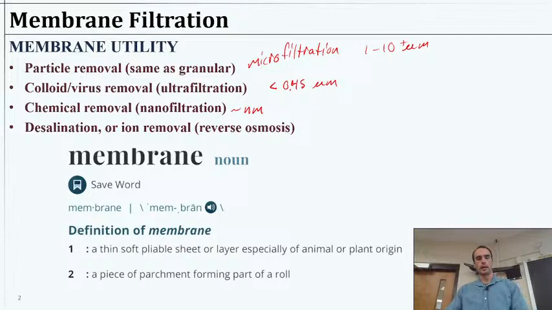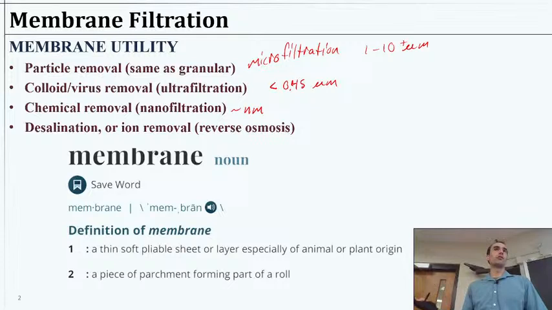Now, when we get down to desalination, here's where we are really getting past the point where it's a physical size exclusion. It's more so we are pushing water so hard up against this barrier, and the barrier has such small pores that water can make its way through by random motion, but ionic species, which are not much larger than water, will have a hard time going through.